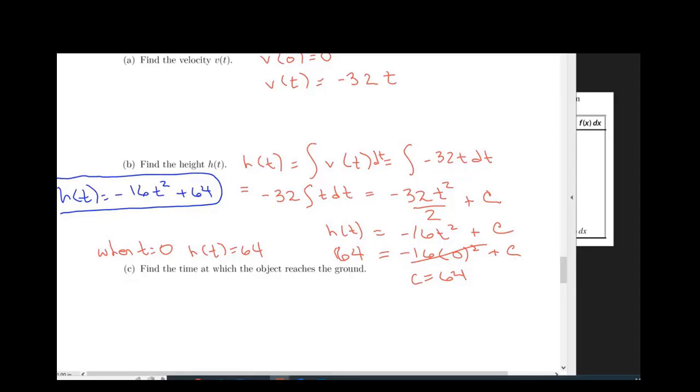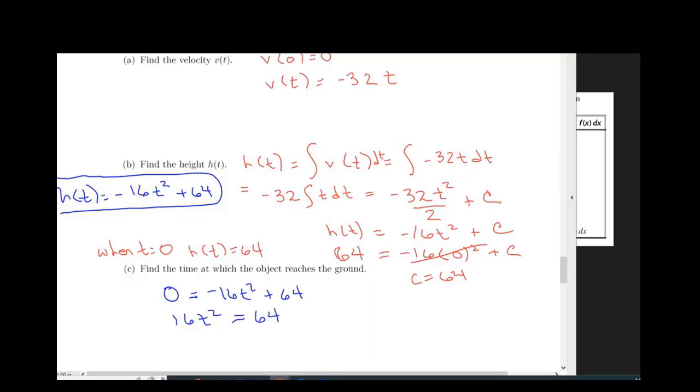And now you tell me what t is, I'll tell you where. Now it says find the time at which the object reaches the ground. How would we do that? You set height to 0. Exactly, because when it touches the ground, there's no height. I just say 0 equals minus 16 t squared plus 64.